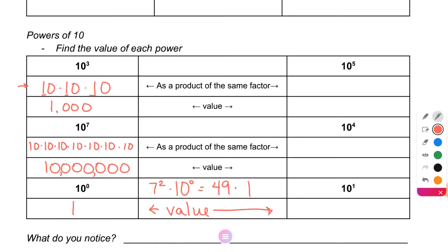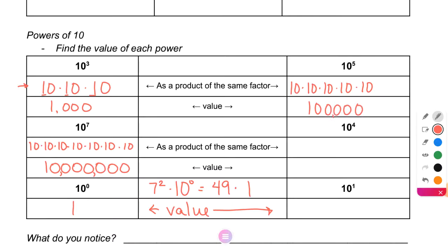10 to the 4th, Max. How do I write that as a product of the same factor? 10 times 10 times 10 times 10. Good job. Okay, Lori? 1 times 1 times 1 times 1 equals 1. Keep going. And you add 4 zeros. Why do I add 4 zeros, Lori? Because there are 4 zeros in the expression. Good job.